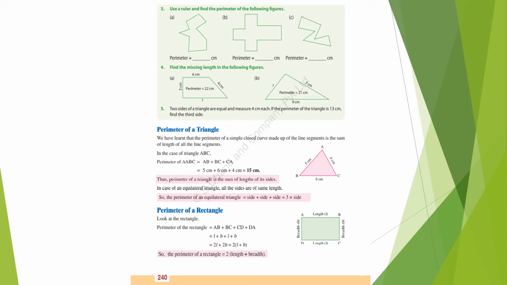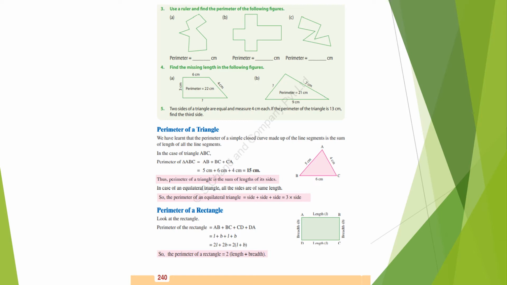And now, perimeter of a triangle. See children, there are two types of triangle. One is equilateral, where all the sides are the same. If all the sides are the same, here is a formula: 3 into side for the perimeter. If all the sides of the triangle are not equal, you just have to add all the sides.